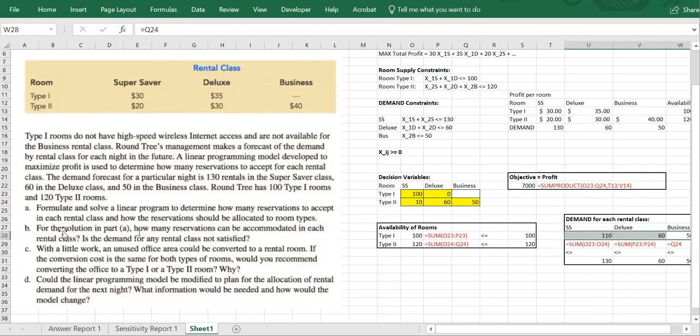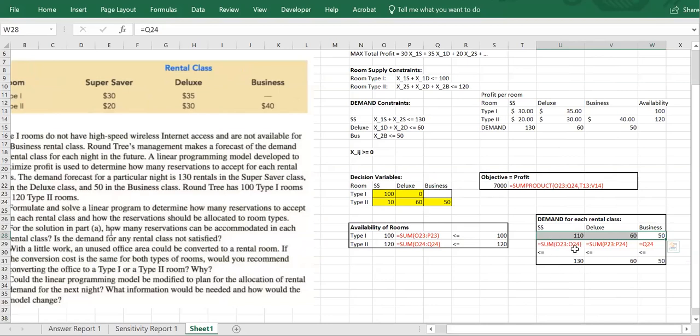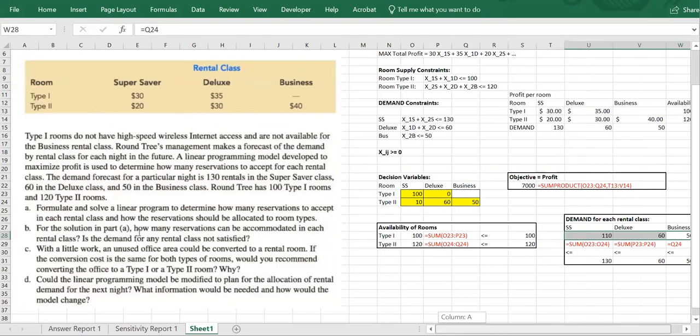All right, part B. For the solution in part A, how many reservations can be accommodated in each rental class? Is the demand for any rental class not satisfied? We just said that the demand for Super Saver is not 100% satisfied. So we have a demand of 130, but we have allocated 110 rooms to that rental class. So we still have 20 unsatisfied demand for this class. All right, so that's the slack for this constraint.